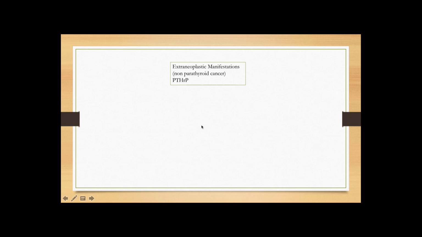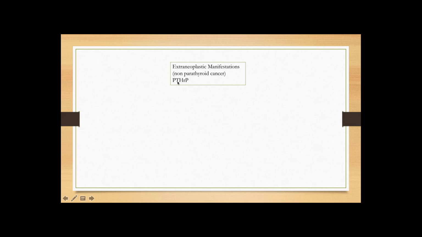And then there are the extra-neoplastic manifestations of cancer. If you have a non-parathyroid cancer, so not parathyroid cancer, some of the cancers can release parathyroid hormone related peptide. For example, small cell cancer of the lung can do it. Some of the others can do it too.